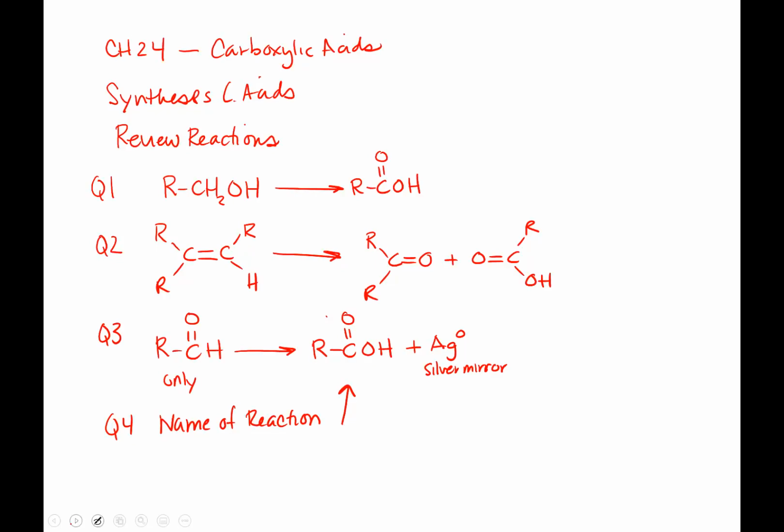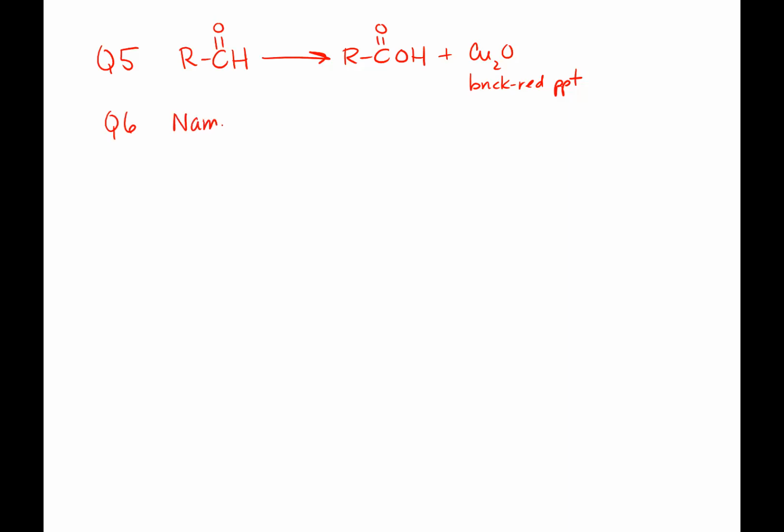Question 5. So question 5, if I take that same aldehyde, how can I oxidize it to a carboxylic acid? And in this case, it gives copper oxide, which is the brick red precipitate. What reagent do I use there? And what's the name of that reaction?